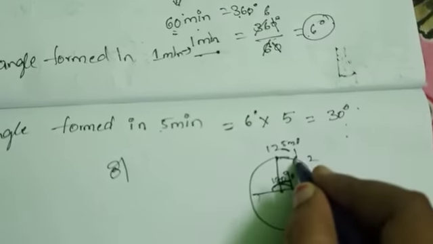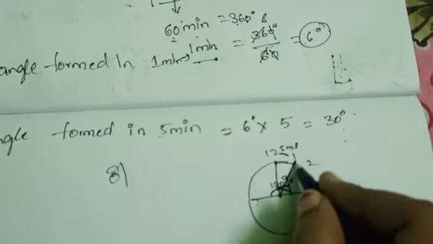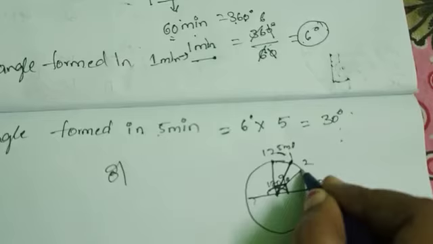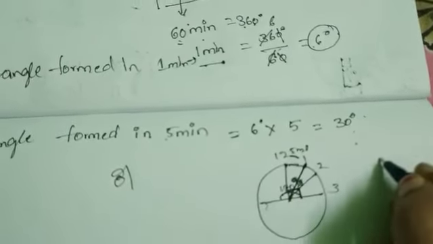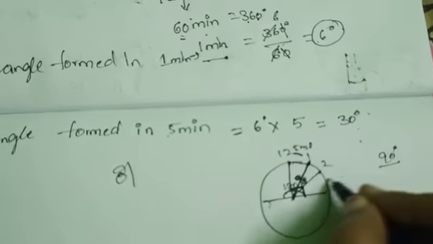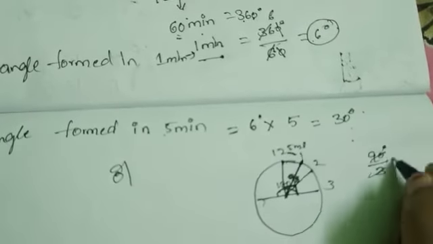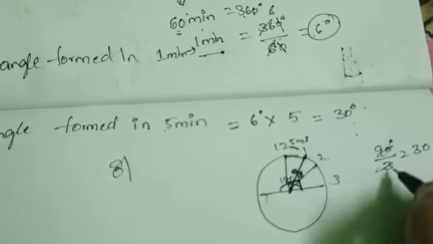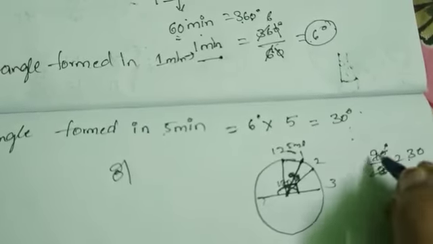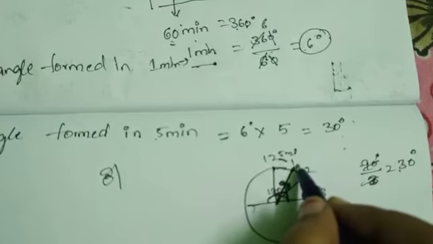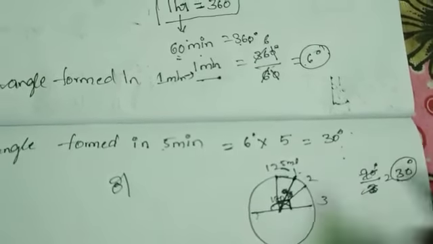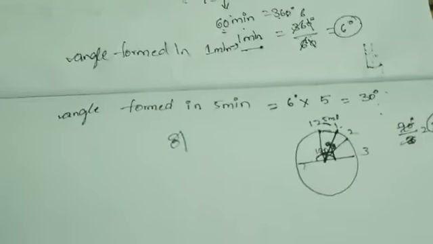So divide the quadrant into 3 equal parts. Total angle in a quadrant equals 90 degrees, divided into 3 equal parts by 3. How much angle? 30 degrees. 3 thirties make 90 degrees. So the 5 minutes angle equals 30 degrees. Is it clear?